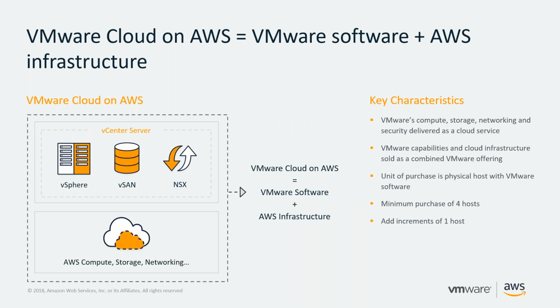So with VMware Cloud on AWS, it is comprised of VMware software plus AWS's infrastructure. So what that means is you're going to have the VMware stack on AWS infrastructure. VMware's compute, storage, networking, and security is delivered as a cloud service. VMware capabilities in cloud infrastructure is sold as a combined VMware offering. A unit of purchase is physical hosts with VMware software. The minimum purchase is 4 hosts, and you can add additional hosts as needed in increments of 1, or if you need to add additional, you do have that option as well.